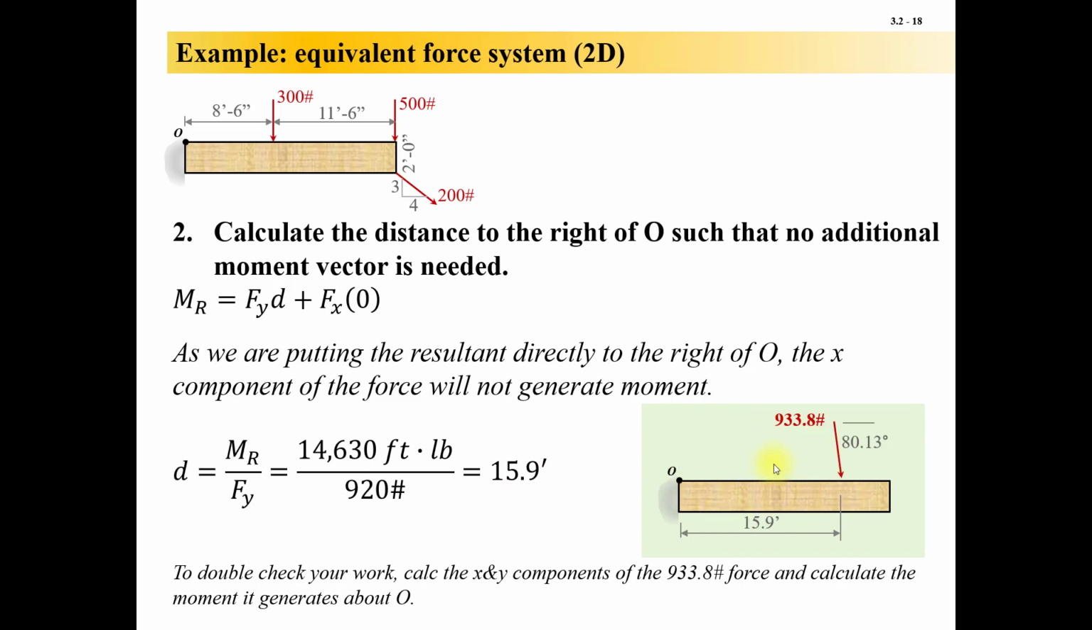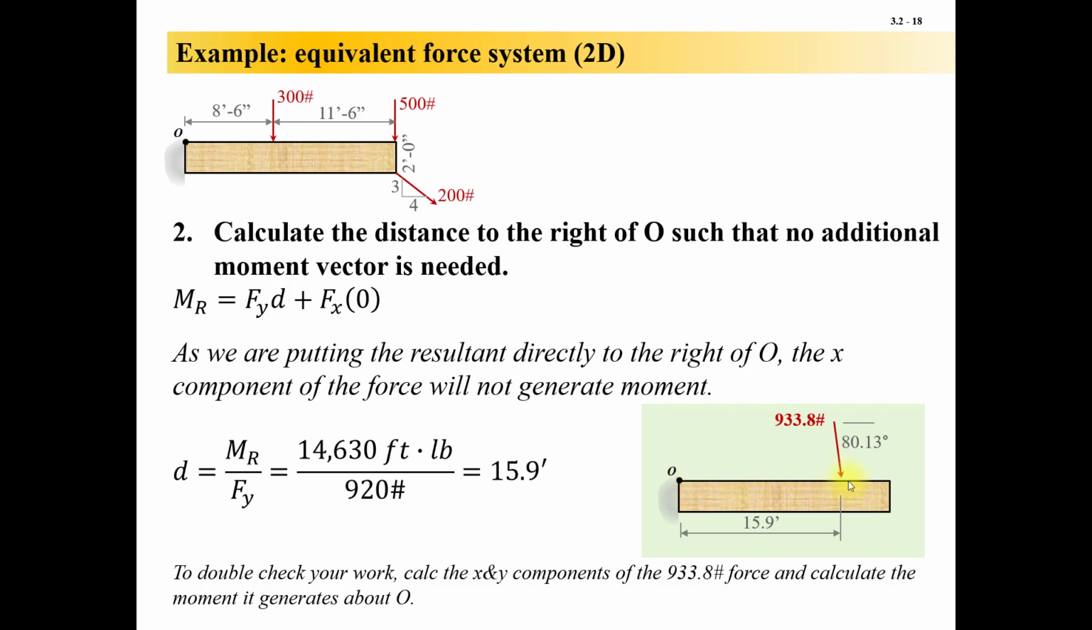So this is what the beam would look like. This here is equivalent to this. As far as the moments and the forces acting at O, it is identical. The point O sees no difference between these two. 933.8 acting at an 80.13 degree angle from the horizontal, and then slid over 15.9 feet in the X direction.